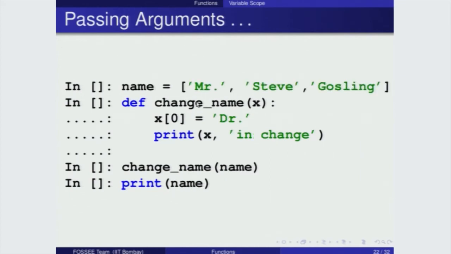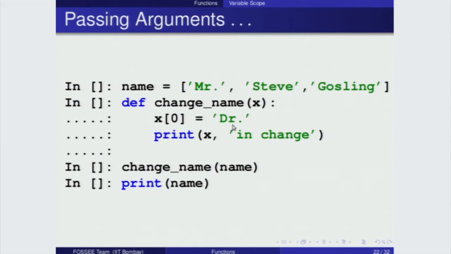Alright. Okay, so this example is very similar to the previous one. There are just some slight subtle changes. So we are saying name is Mr. Steve Gosling in this case. Def change name, notice the name of the argument. The name of the argument is x in this case, it is not name. Then we say x of 0 is Doctor. Print x in change. So now when you call this, what are we doing? We are passing this list Mr. Steve Gosling to the change name function. So now what do you expect to happen in this case?